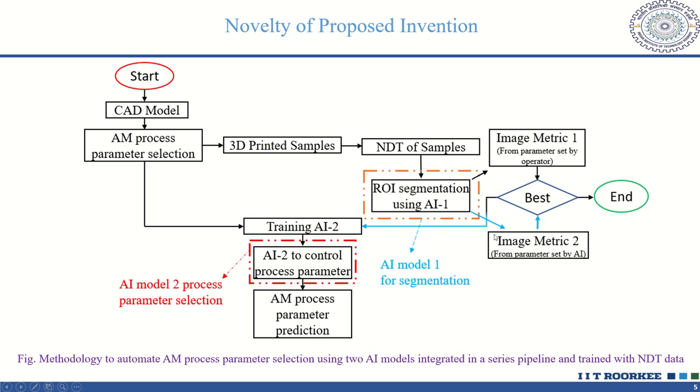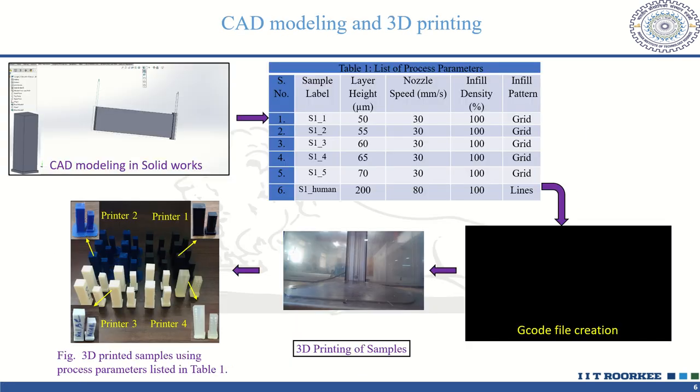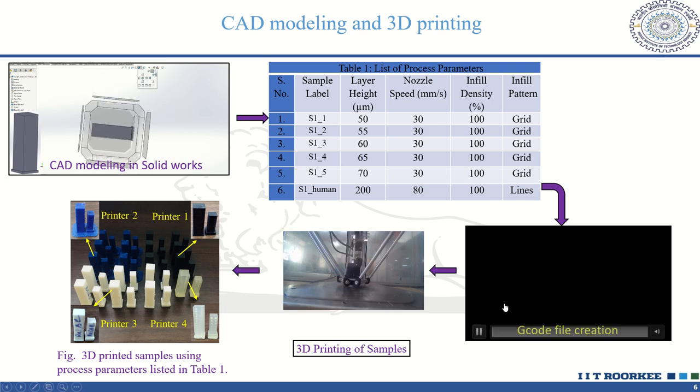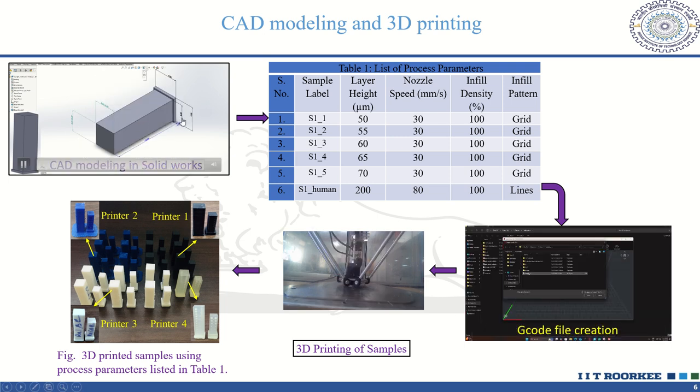These two AI models are trained with the NDT data. First is AI model 1, which is trained with the NDT data obtained from CT scanning the 3D printed sample. Second is AI model 2, which is used for process parameter selection. It is trained with the set of process parameters and the quantitative value of defects, which can be any structural parameter such as surface roughness, porosity. In our case, the structural parameter used is porosity.